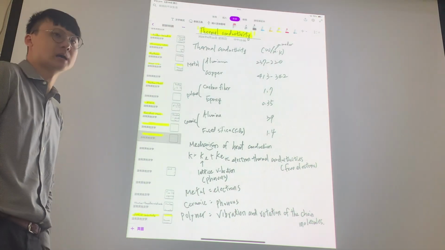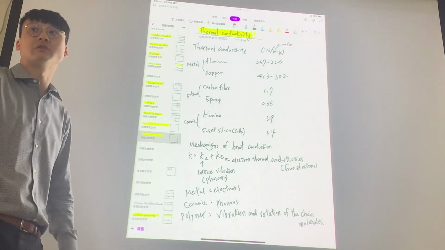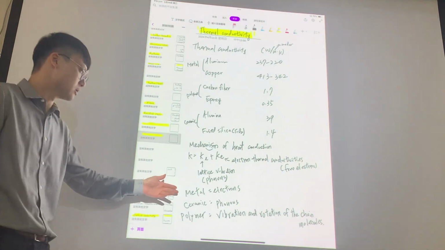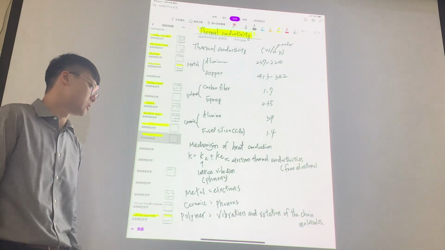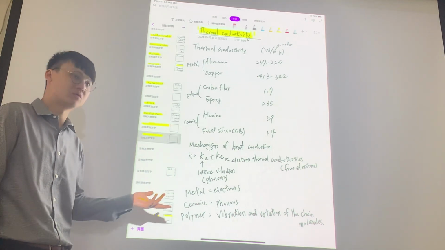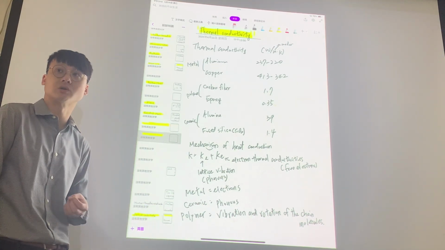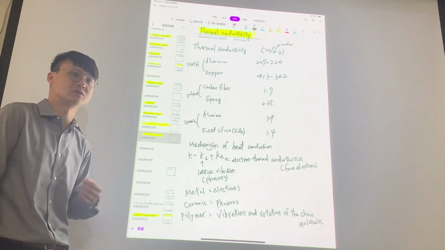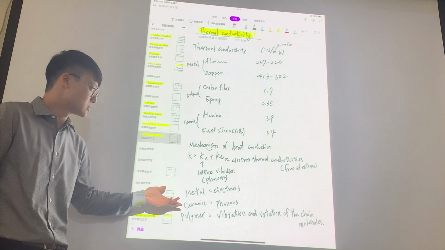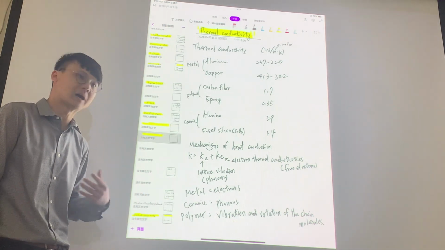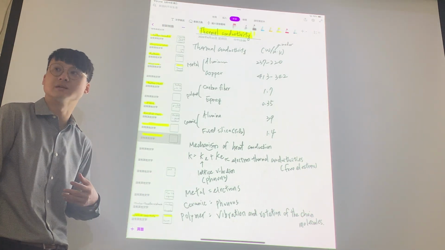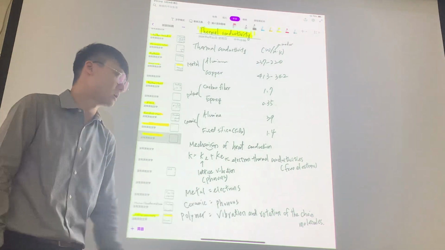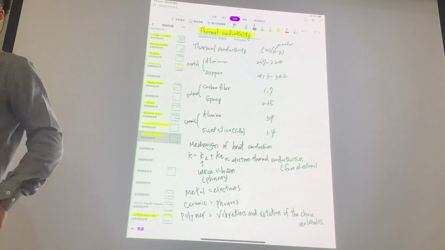I have organized this for you, and I think it's also for your benefit to remember. Look over here: metal, ceramic, and polymer. For metals, if you want to increase the thermal conductivity, you can manipulate the electrons inside the material. In ceramics, you use phonons, which is lattice vibration, right? And for polymers, it is the vibration and rotation of chain molecules inside the material.